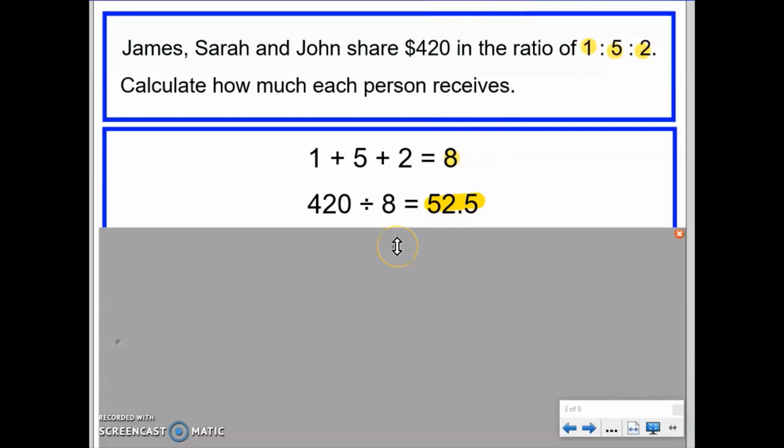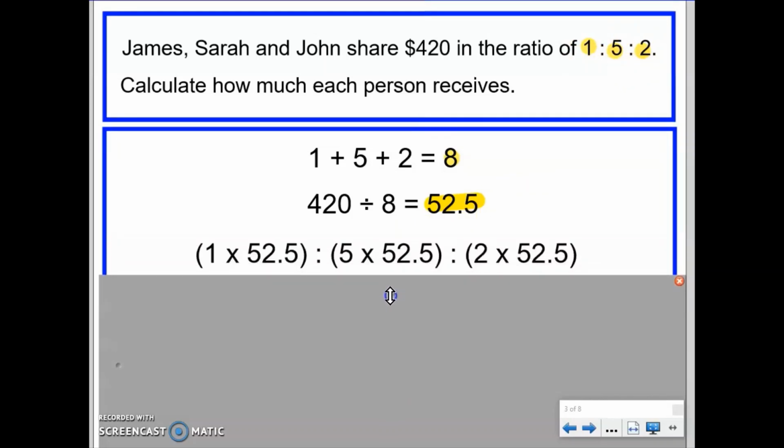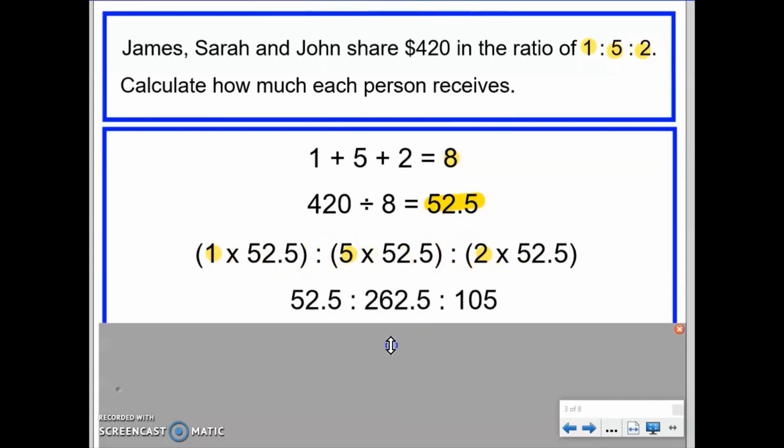Then I'm going to go ahead and do step 3, which is the multiplication step. Because I have 3 sections in my ratio, I'm going to do 3 multiplications. 1 times 52.5 for this part of the ratio, 5 times 52.5 for the middle section of the ratio, and 2 times 52.5 for this part of the ratio. I'd go ahead and work out those 3 calculations, and that will tell me that this is my answer.